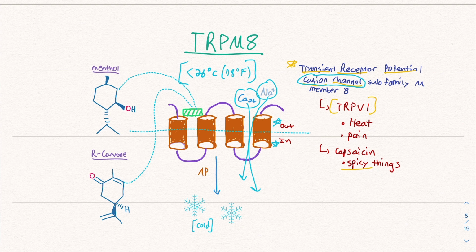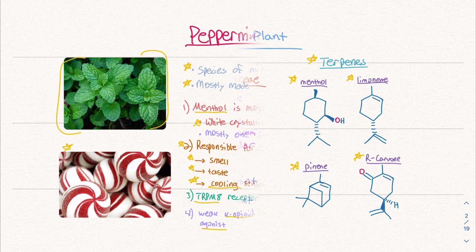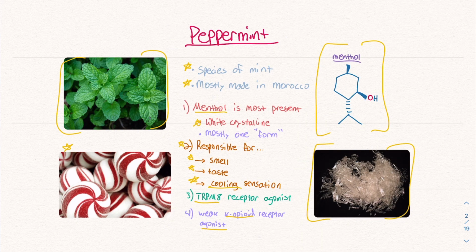Let's go through the summary and review what we talked about today. We first spoke about mint as a plant as part of this larger family that includes sage, mint, thyme, and all sorts of different flowering plants. And these plants often have these molecules called terpenes that are responsible for the smell and some of that profile that we know from these common plants. Peppermint and spearmint being two of them. We started off the discussion with peppermint, how it is a species of mint. Menthol is the most present chemical that's responsible for the smell, the taste, and that cooling sensation.